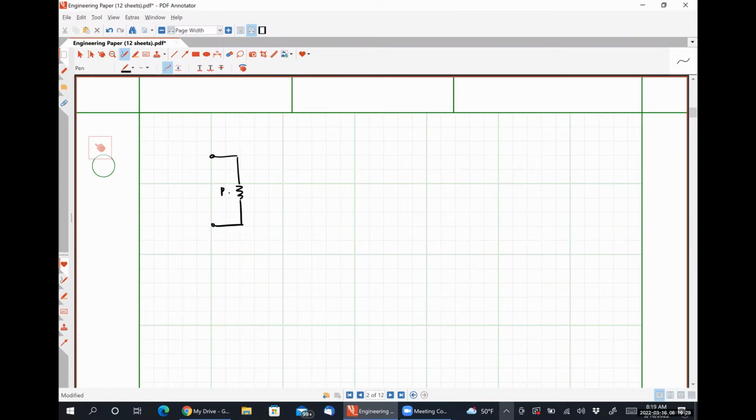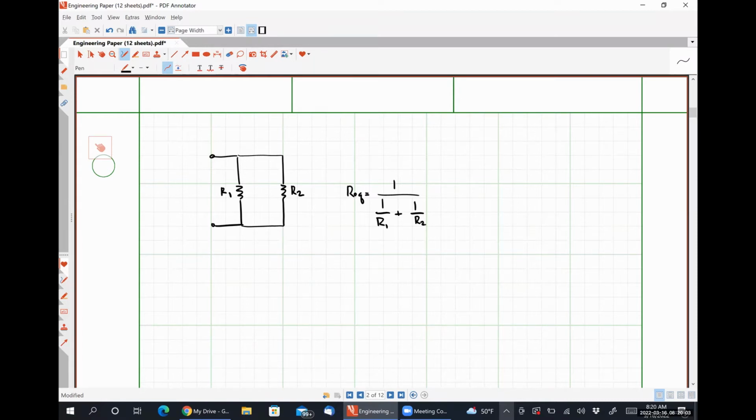Let's call it R1 and R2, like so. Our equivalent resistance, based on what I've just derived, is 1 over R1 plus 1 over R2. We all okay with that?